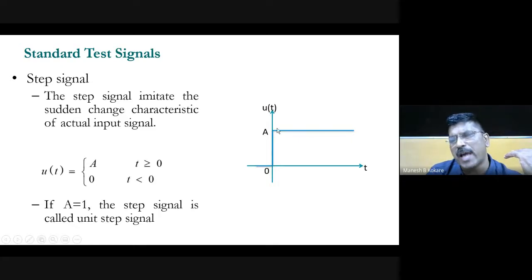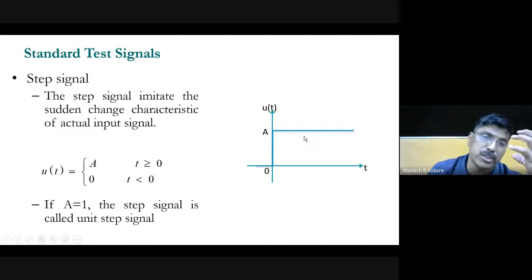So there is a sudden change in amplitude, and when we want to test or design a system for sudden change kind of things, we generally use the standard test signal as a step signal. The step signal imitates the sudden change characteristic of the actual input, right? So u(t) will be equal to A when t is greater than or equal to 0, and u(t) will be equal to 0 when t is less than 0. So mathematically, this step signal is represented like this.